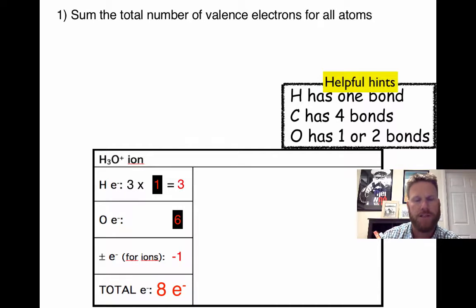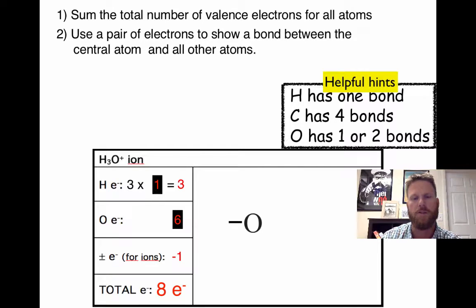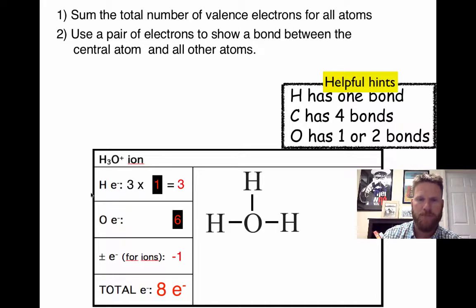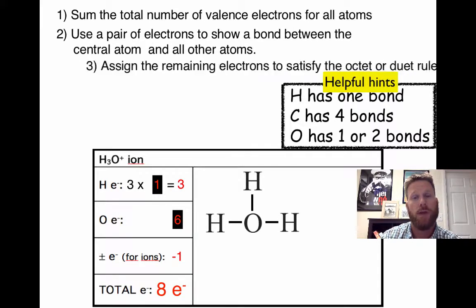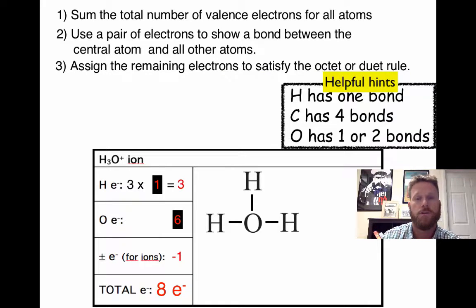Oxygen is the central atom, because hydrogen is never the central atom, so we're going to use a pair of electrons to show a bond between oxygen and 3 hydrogens. Now when we do that, we'll see that we have assigned 2, 4, 6 electrons. We only have 2 more that we can assign. So we have to fulfill the octet and duet rule to satisfy all the atoms. Well, the hydrogens are already satisfied. By making the bond, they have 2 electrons. They are following the duet rule. This oxygen still needs 2 more electrons. It only has 6 electrons around it now. So the 2 electrons that we have left will go around the oxygen.